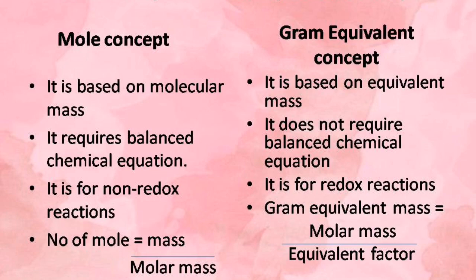So far we learned the mole concept. Now we are going to learn the gram equivalent concept. It is used in analytical chemistry. The mole concept is based on molecular mass, but the gram equivalent concept is based on equivalent mass. The mole concept requires a balanced chemical equation, but the gram equivalent concept does not. The mole concept is for non-redox reactions, but the gram equivalent concept is for redox reactions. What does redox mean? Reduction and oxidation happening in one reaction is called a redox reaction.